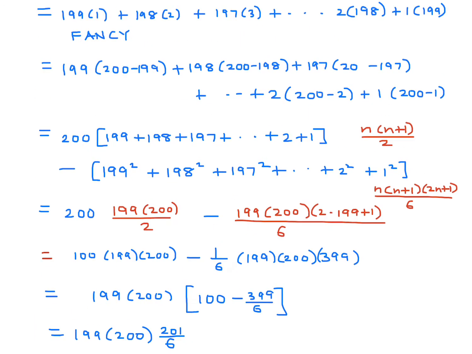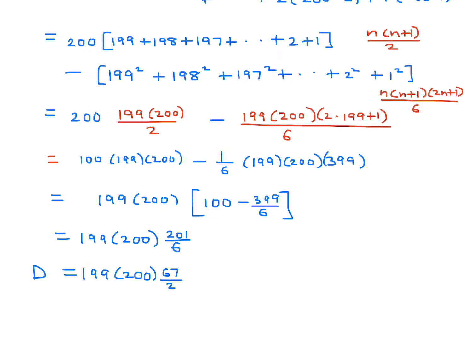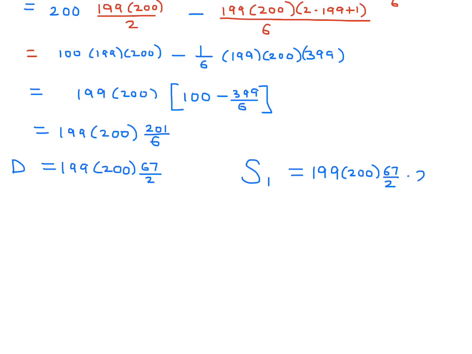So that is my D. And as previously stated, don't forget that you have to multiply it by that because that's how many permutations you have. So that means S1 is this 199 times 200 times 67 over 2 multiplied by that 2 times 198 factorial. Okay, well, let's see here. 198 factorial times 199 times 200 becomes just 200 factorial. And then times 67, these 2's cancel.